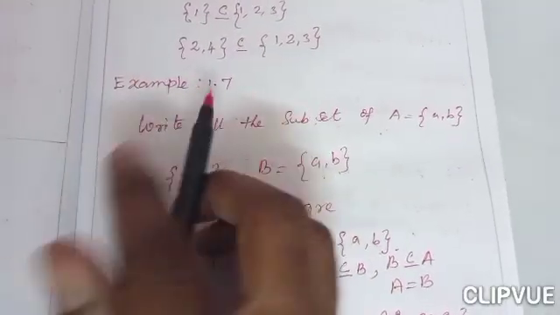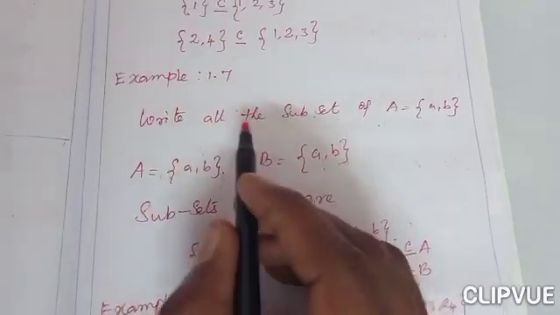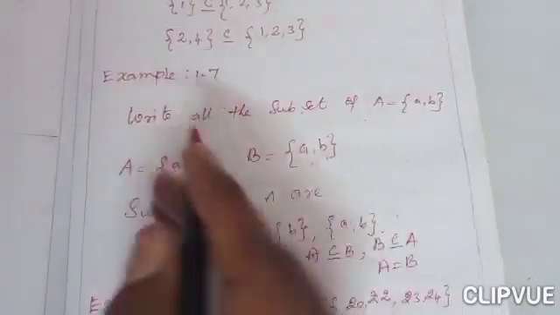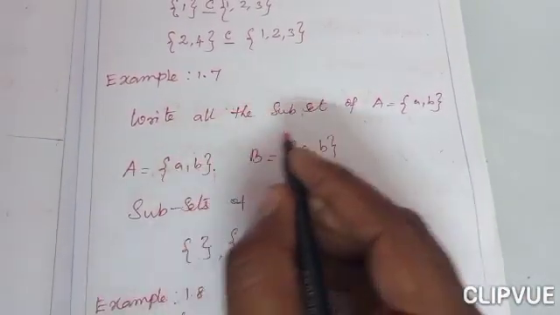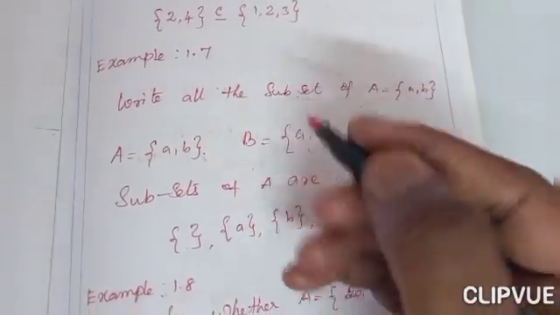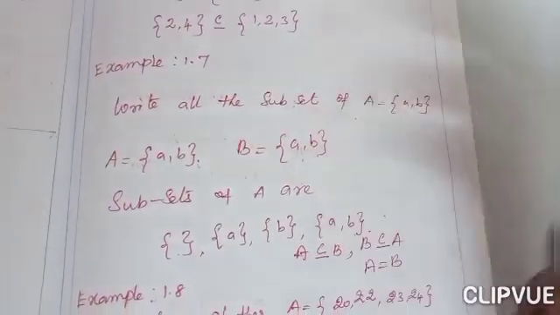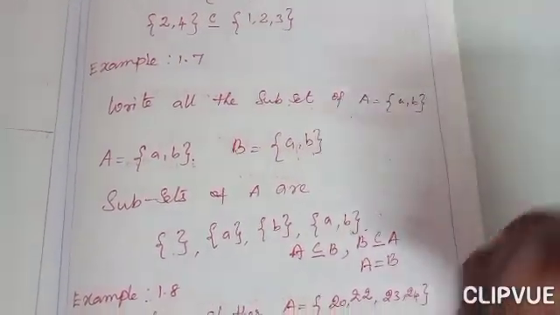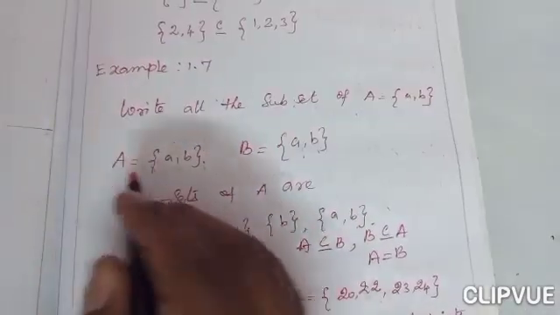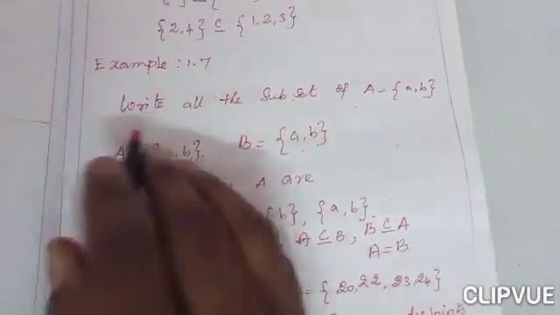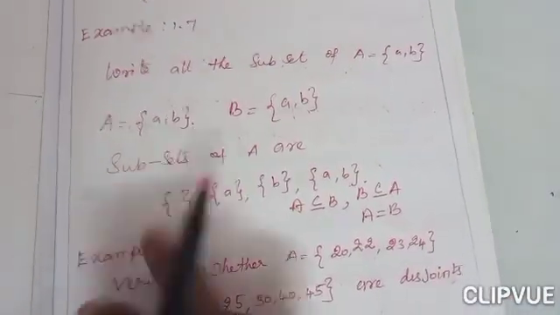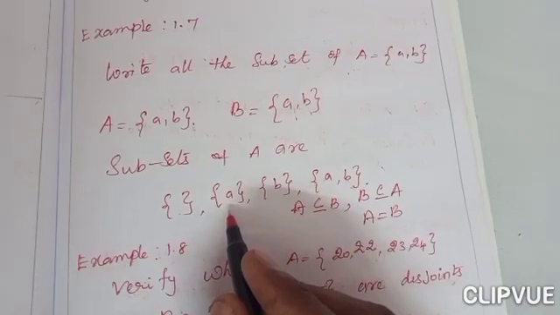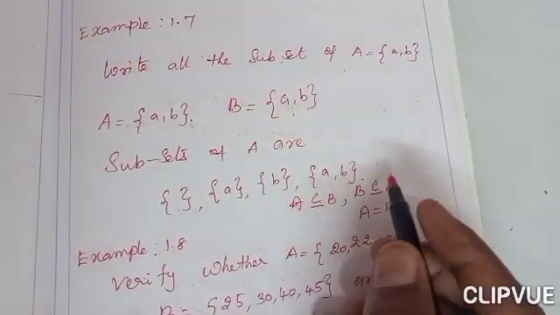Look at example 1.7 in the textbook. Here I modify this example. In the text they ask to write all the subsets of A. Here I am going to connect it with the previous definition. First we will write the subsets of A: the null set, the element a, b, and after that a, b.